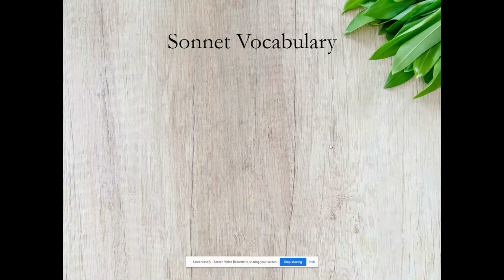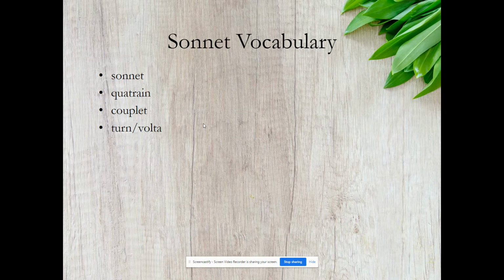Okie dokie. So, here's some of the sonnet vocabulary that you should have by now. A sonnet means little song. It's a short little poem. It is 14 lines long. Quatrains are the first three groupings of 4 lines in the poem. The couplet is the last 2 lines. The turn or volta is where the poem shifts into another topic.